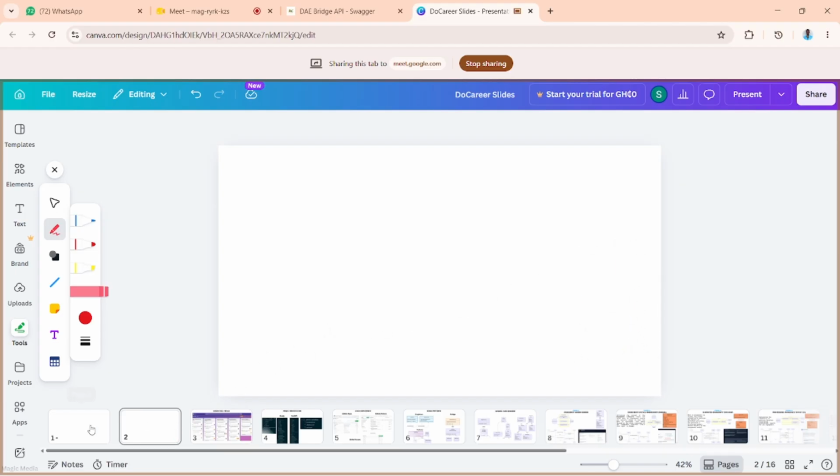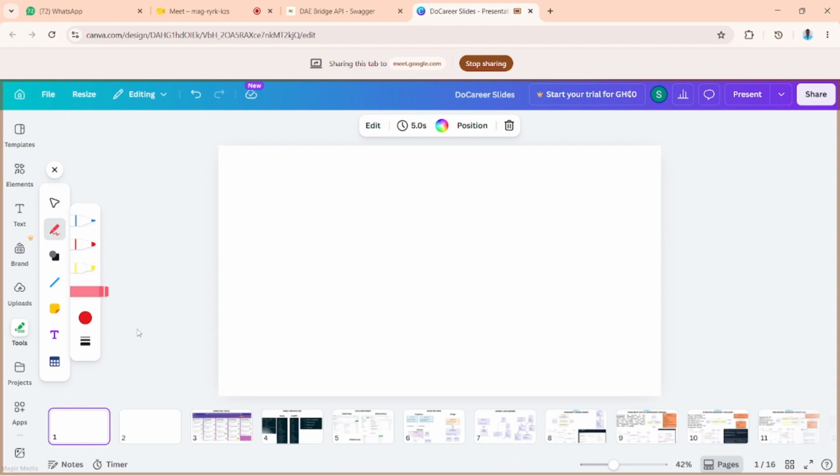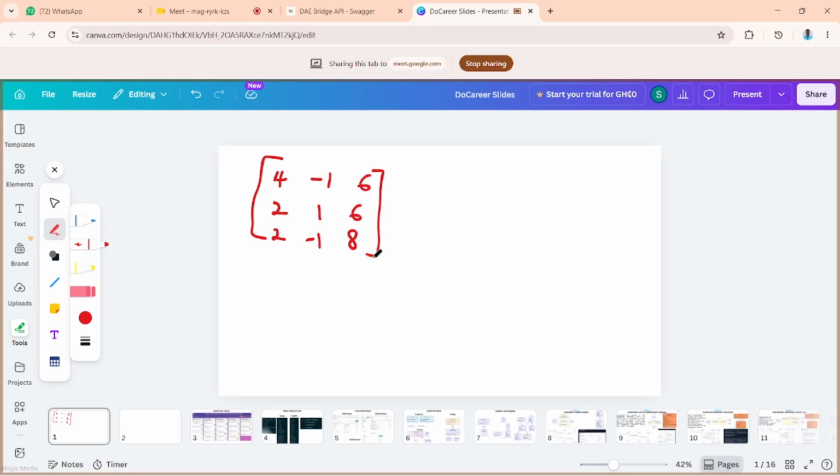All right, so let's go to the first slide. So now the question, the matrix that we have is 4, -1, 6, 2, 1, 6, 2, -1, 8. So this is the matrix that we have. And then the eigenvalue they've given us is 2.